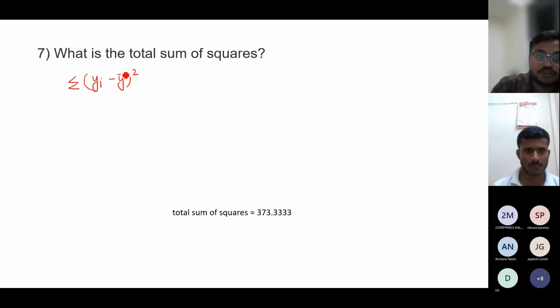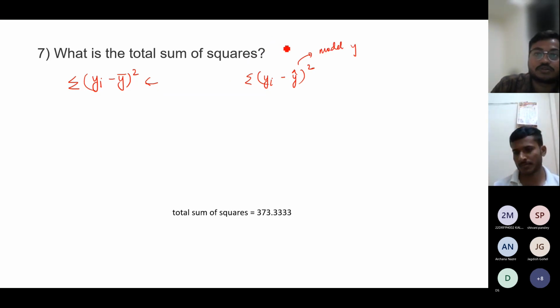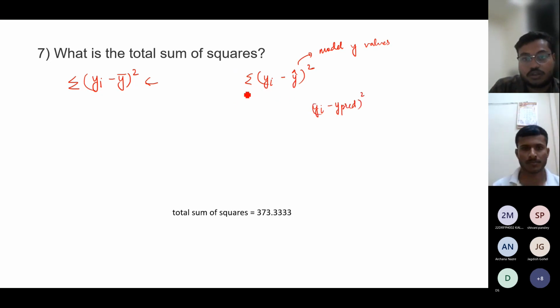When we calculate the total sum of squares, this is the formula. When we calculate the residual sum of squares, it is yi minus y hat, whole square, where y hat is the model y values. For the predictive one, we are doing yi minus y pred, whole square, which is the y value from the new model. So we leave out that data point and calculate it back again.